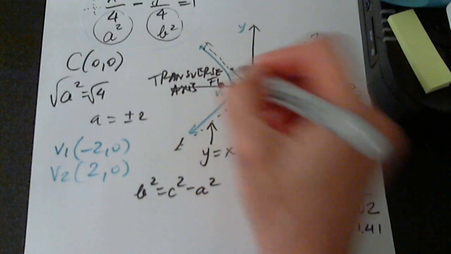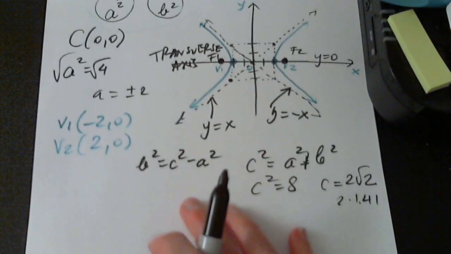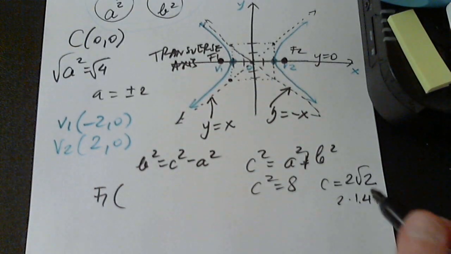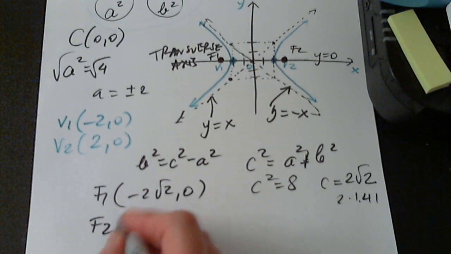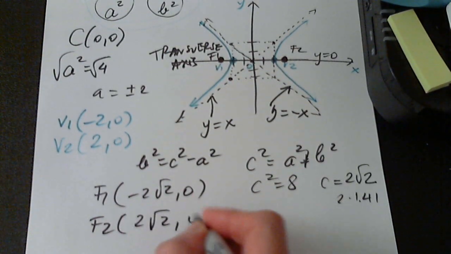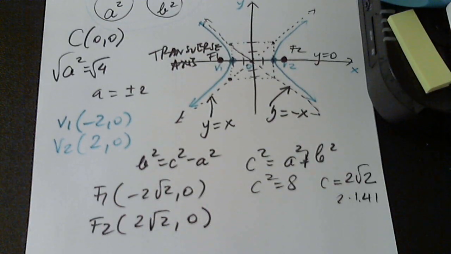So this is F1 and this is F2. F1 is negative 2 square root of 2, comma 0, and F2 is 2 square root of 2, comma 0. And we analyzed the hyperbola completely. There is nothing else we can find about it.